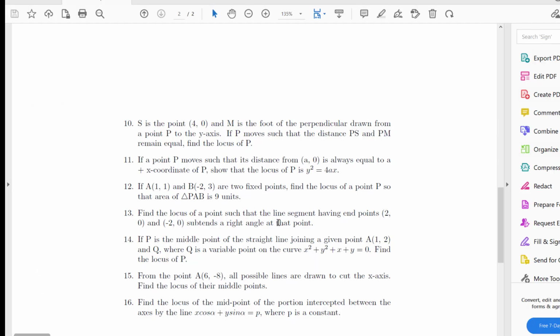Let's move to next question. Find the locus of a point such that line segment having endpoint, these 2 points, subtend a right angle at that point. So whenever there is a right angle, there are two possibilities. Either you have to apply Pythagoras theorem, or if you are learning straight line, you have to use some concept of slope. But we have not learned slope, right? So probably this will be related to your Pythagoras, right? So let's draw that. Two fixed points, and third point is making such a way that it is right angle.